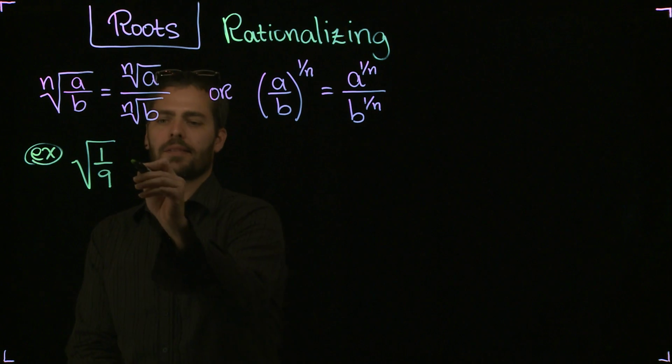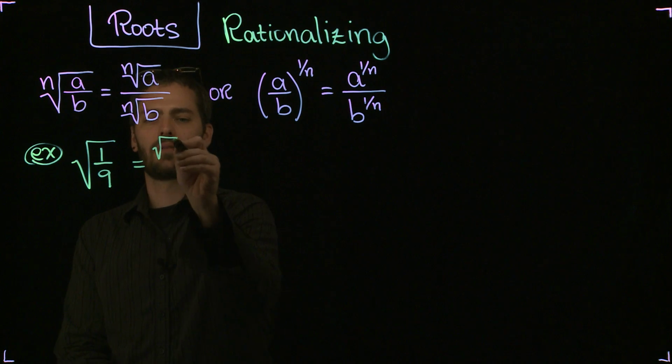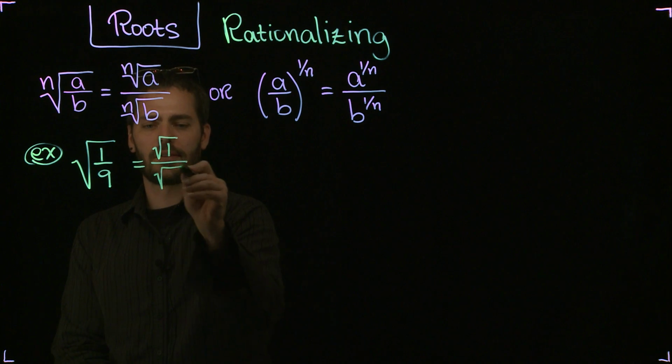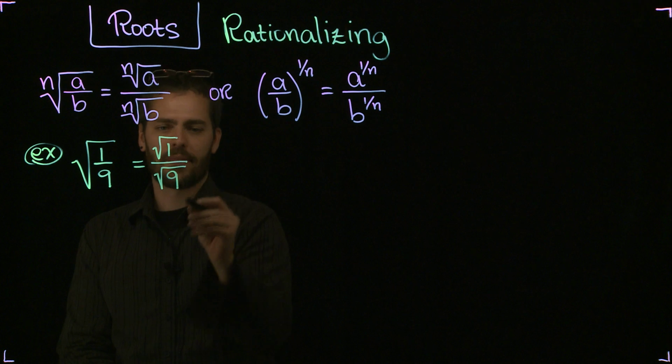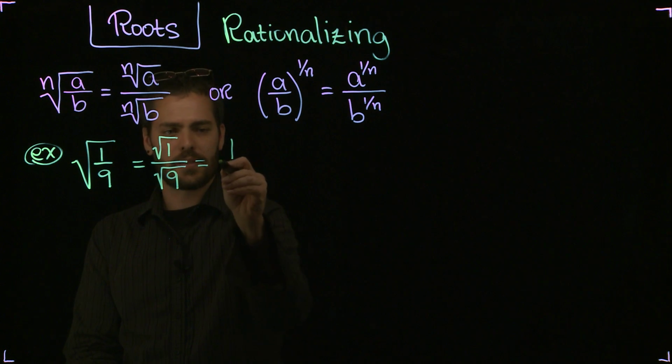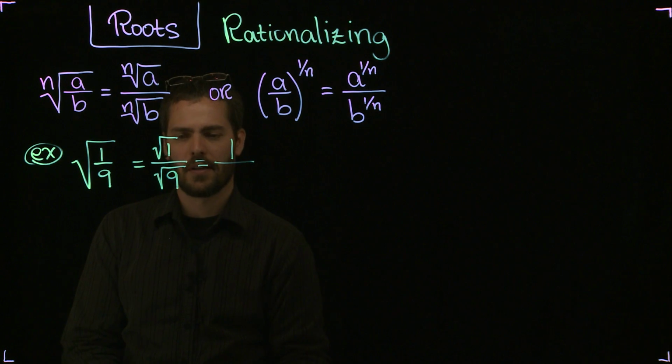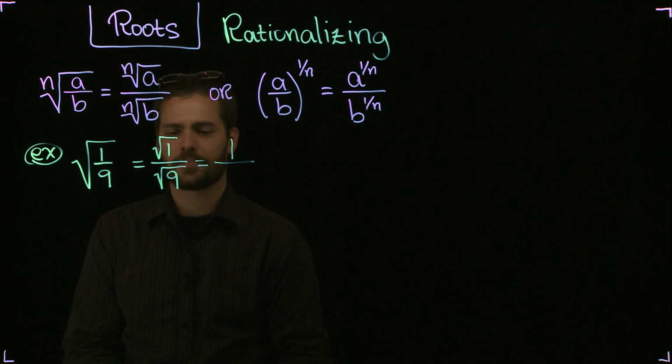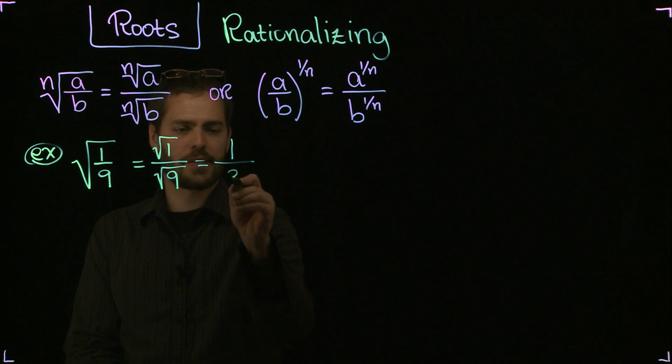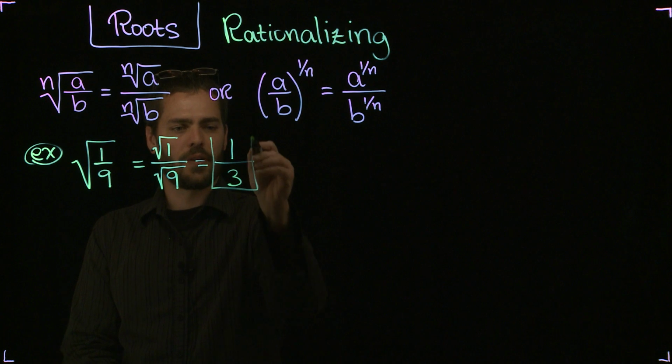Now, this I can simply separate into the square root of 1 over the square root of 9. The square root of 1 is 1, since 1 squared is equal to 1. That's a nice thing about 1, right? The square root of 9 is 3, and so this just comes out to 1/3.